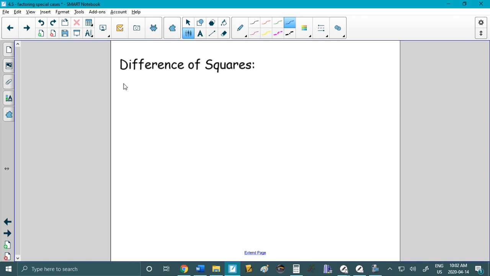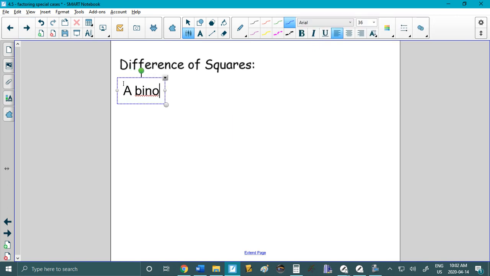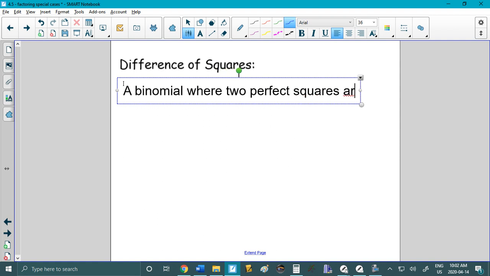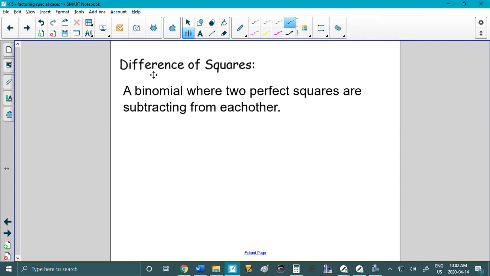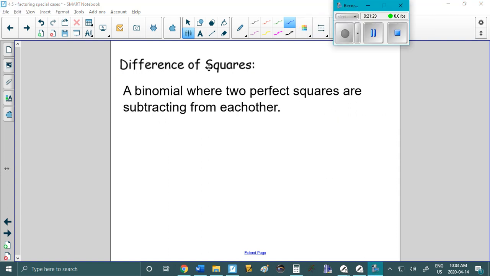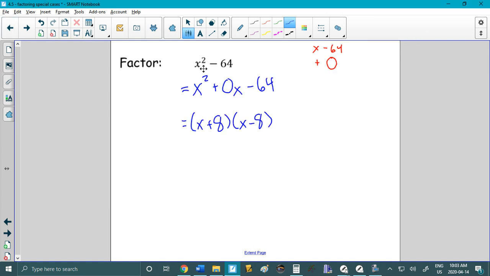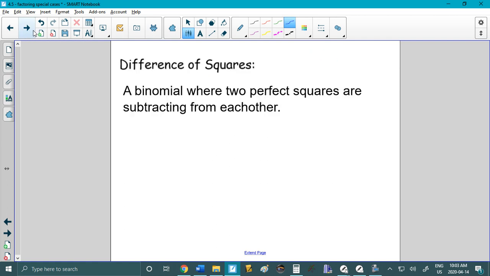Okay, so let's make it official, and then we'll be done. A difference of squares is a binomial. Remember, that means two terms, where two perfect squares are subtracting from each other. The difference means subtract, and of squares means that you're subtracting perfect squares. So x squared is a perfect square, and 64 is a perfect square.